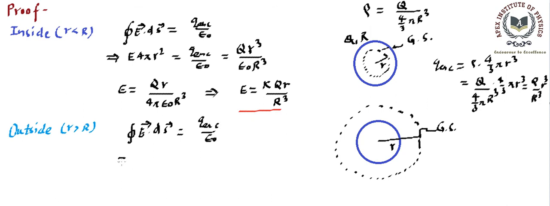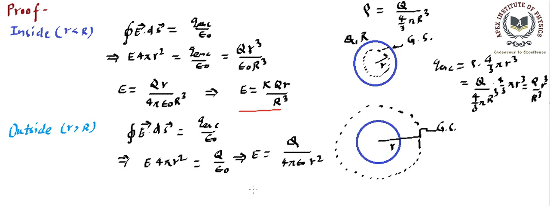The left hand side will be a similar integration as earlier, so it's going to be E into 4 pi r square in totality, and the total enclosed charge is going to be Q, hence Q upon epsilon naught. From here we can write E as Q upon 4 pi epsilon naught r square, which we can write as E equals kQ upon r square, just like a point charge. So this is another proof, for the outside.